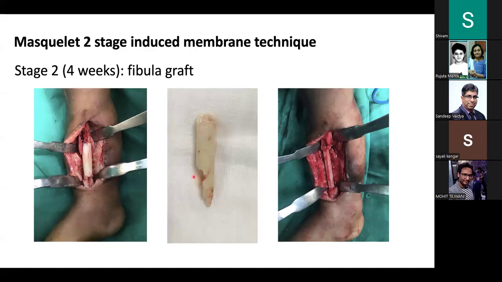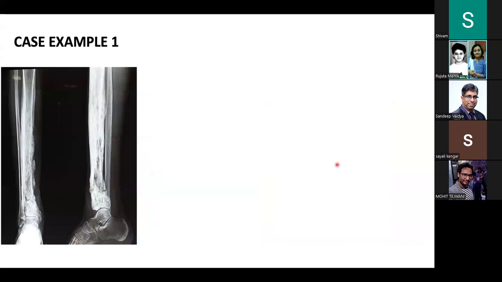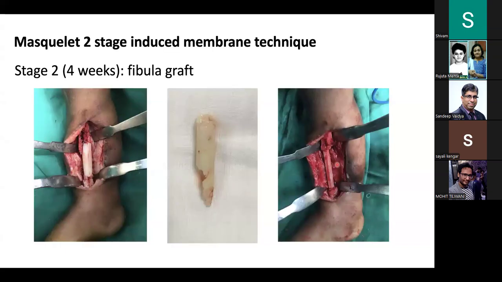The spacer is then taken out, and then this fibula is interposed. Some cancellous graft is also placed, and then we close this induced membrane over the fibula graft to achieve reconstruction. So this is about the Masquelet two-stage induced membrane technique.